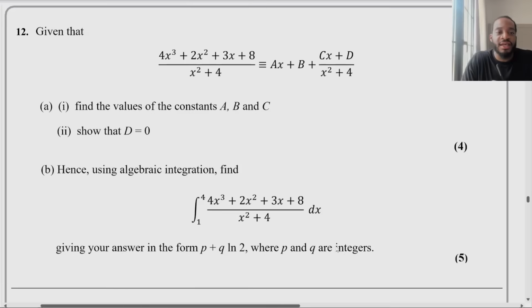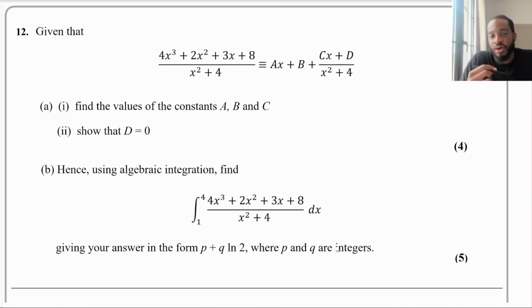All right, so it says, given that 4x cubed plus 2x squared plus 3x plus 8 divided by x squared plus 4 is identical to ax plus b over cx plus d over x squared plus 4. Part A says, find the values of the constants a, b, and c and show that d equals 0, all for 4 marks. So immediately when I look at this, it looks like a partial fractions problem. So what I would attempt to do is multiply both sides by the denominator x squared plus 4, equate coefficients, etc. You could do long division as well, but I'm going to equate coefficients for this one.